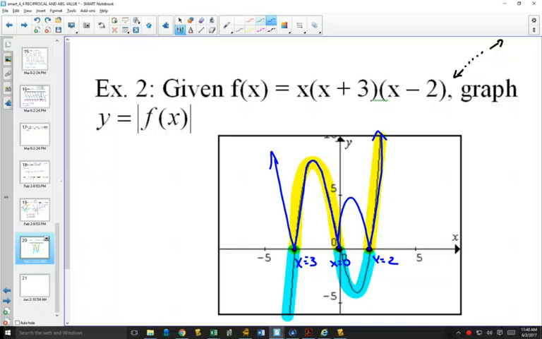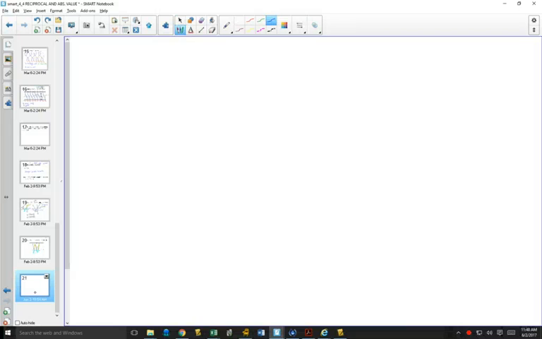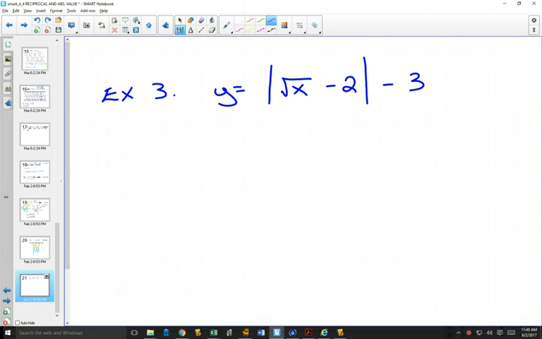I'm going to add one more example. Sometimes with absolute value graph questions, you get things that look like this. So I'm going to say, we're going to take y equals the absolute value of the square root of x minus 2, minus 3. So what's different here is I don't just have an absolute value. I have the absolute value, but then at the end, I also have a minus 3.